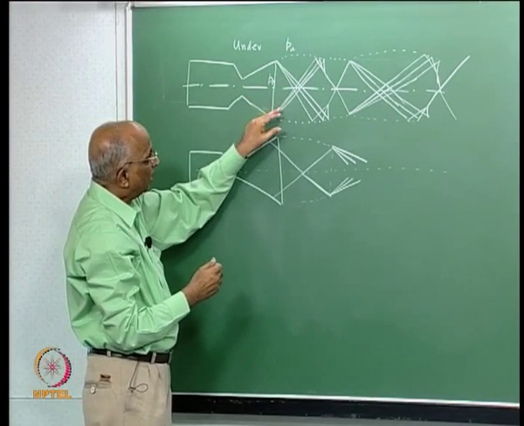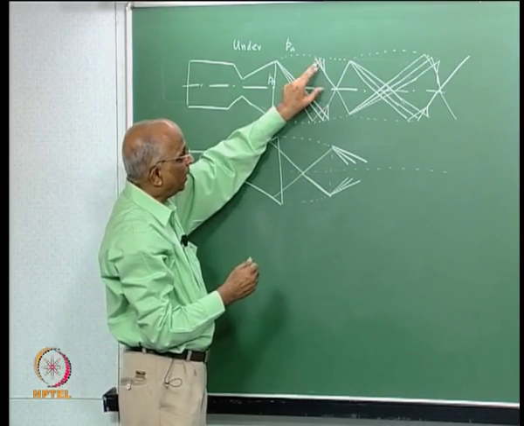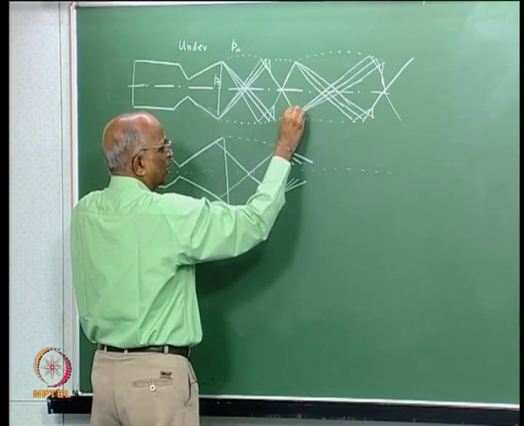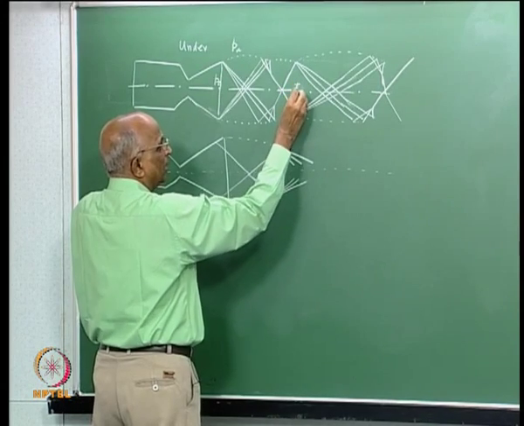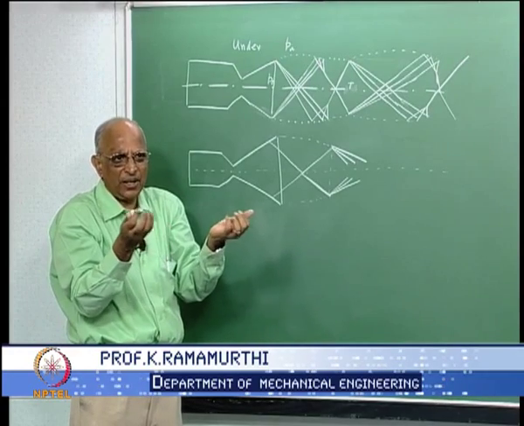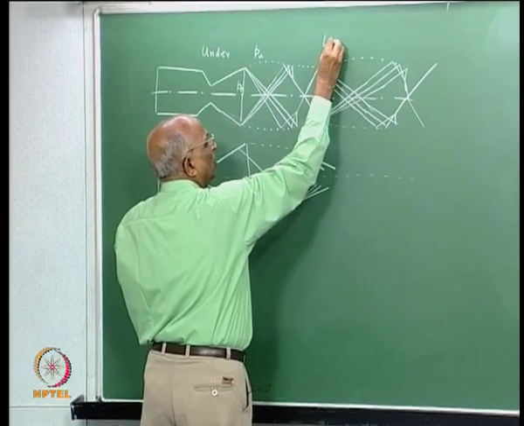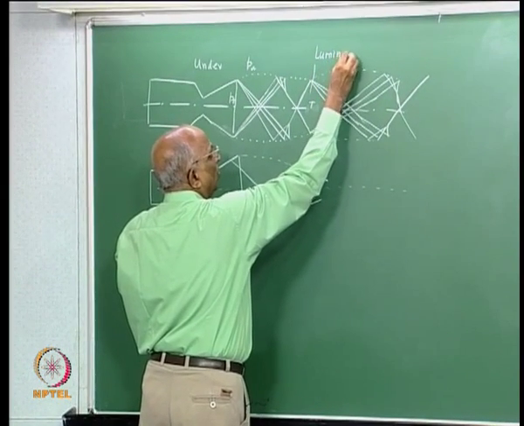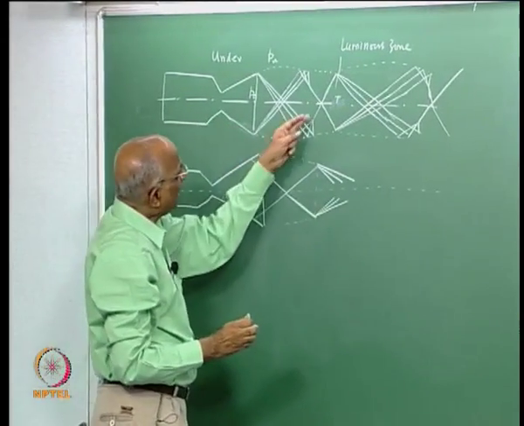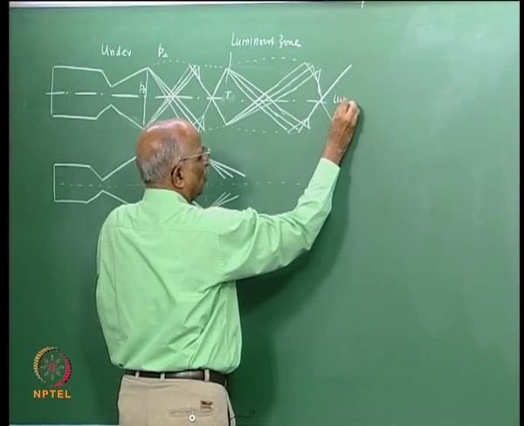I get first a set of expansion fans which are followed by an oblique shock wave, and behind the oblique shock wave, since I have higher compression, I get a higher temperature, and this higher temperature region shows up as light. Anything which is at a higher temperature emits more light, and this is seen as a luminous zone. And again I have a rarefaction fan, again a compression fan, and again I will have another luminous zone over here.